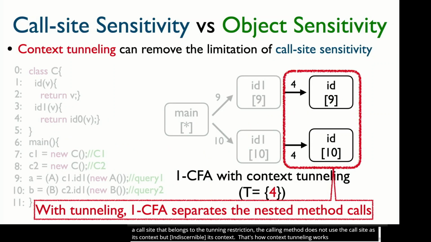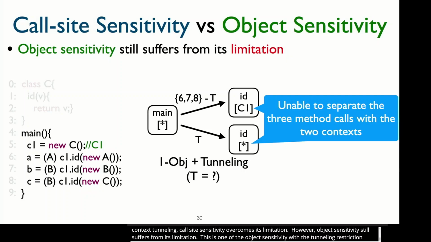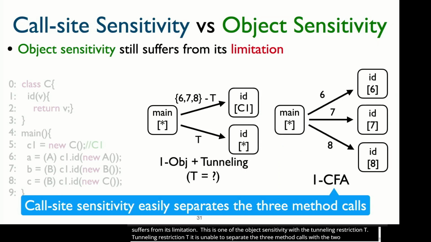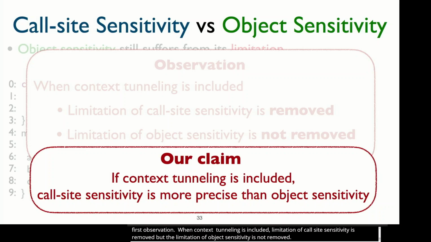So now, with context tunneling, call site sensitivity separates the nested method calls. It overcomes its limitation. However, object sensitivity still suffers from its limitation. This is a call graph of one object sensitivity with a tunneling abstraction T. For any tunneling abstraction T, it is unable to separate the three method calls with the two contexts. However, as I showed previously, call site sensitivity easily separates the three method calls. So here's the observation. When context tunneling is included, the limitation of call site sensitivity is removed, but the limitation of object sensitivity is not removed. From such observation, we claim that if tunneling is included, call site sensitivity is more precise than object sensitivity.